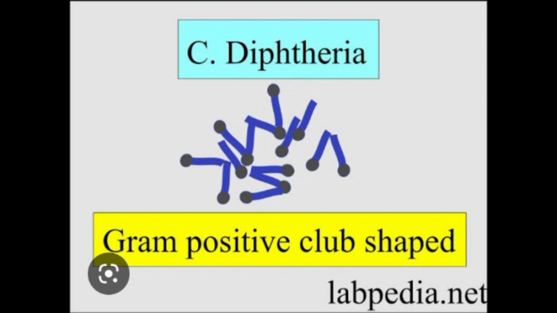Cultural characteristics. The Corynebacteria grow best on medium enriched with blood, serum, or egg. The growth is scanty on ordinary medium. They are aerobic and facultative anaerobic. The optimum temperature for growth is 37 degrees centigrade. The following are the usual media employed for cultivation of diphtheria bacilli.